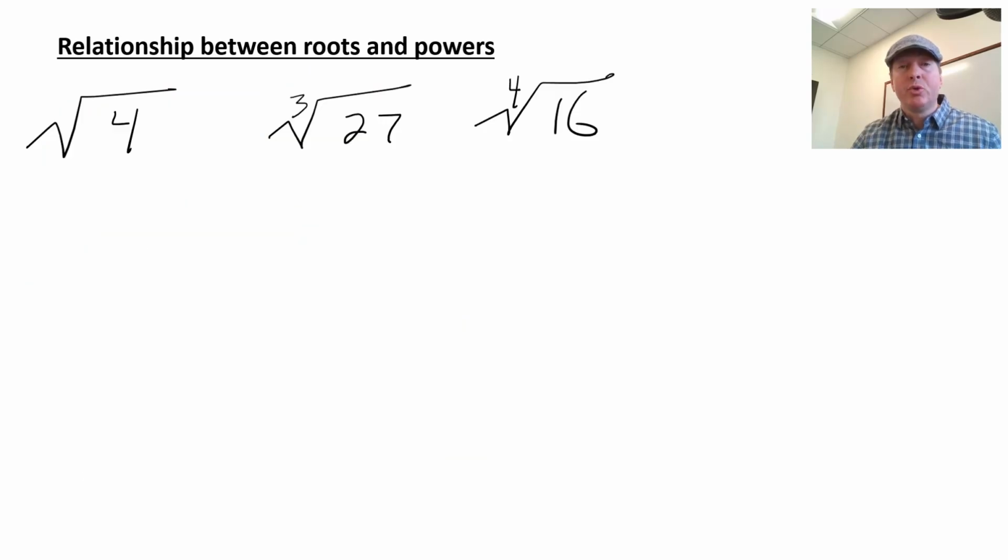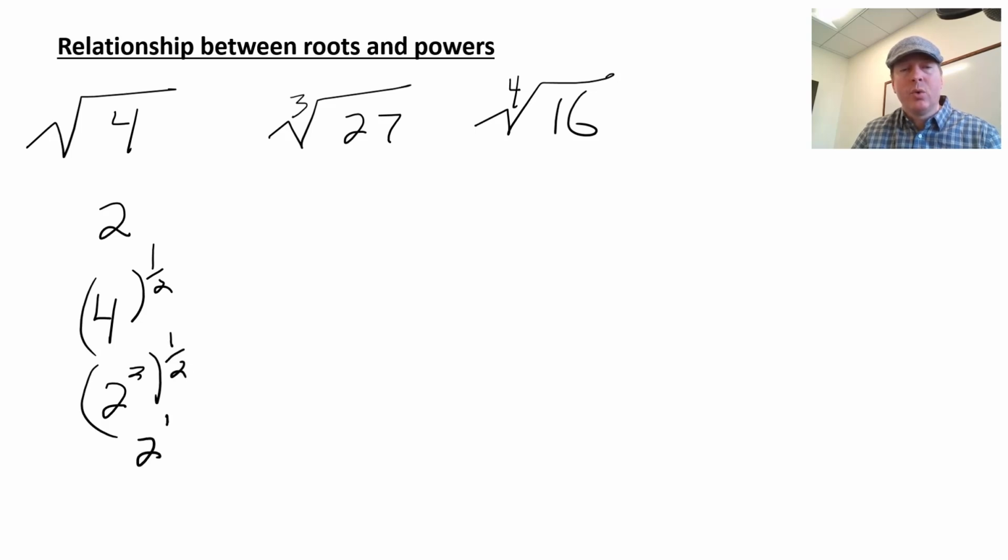So the relationship between roots and powers, between roots and exponents, I've written some out here. The square root of 4 is, of course, 2. It is 4 to the 1/2. It is 2 squared to the 1/2. It is 2 to the 1. It is 2. 2 raised to the power of 1 is 2.